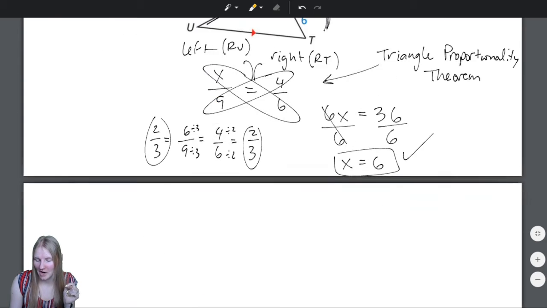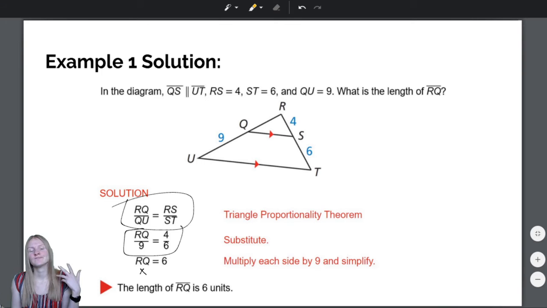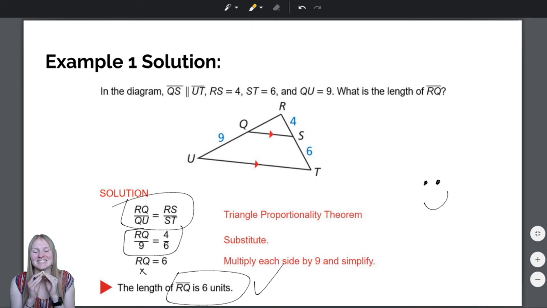Another way we can check our answer is by scrolling down here. The triangle proportionality theorem tells us that RQ to QU is proportional to RS over ST, which gives us RQ over 9 equals 4/6. We said RQ was X, and we got X equals 6. Either way, we found that RQ is 6 units long. So, we were correct. Yay!